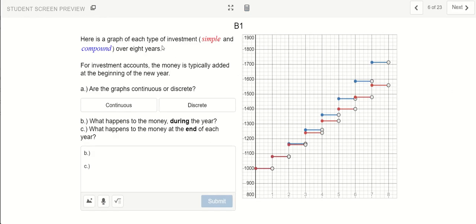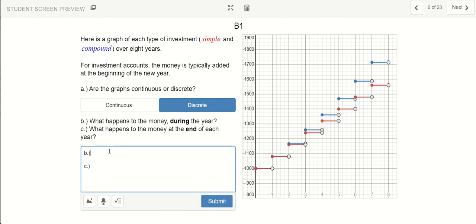All right, B part 1. Here we have two graphs. The red graph is going to be our simple interest. The blue graph is our compound interest. Notice that this is a discrete graph. Notice how they're all separated. The way that money works in the bank is during the year, the money stays constant. But at the end of each year, the money jumps up, right? Interest is added, and the amount of money jumps up.